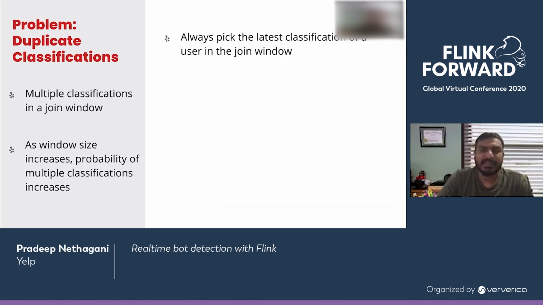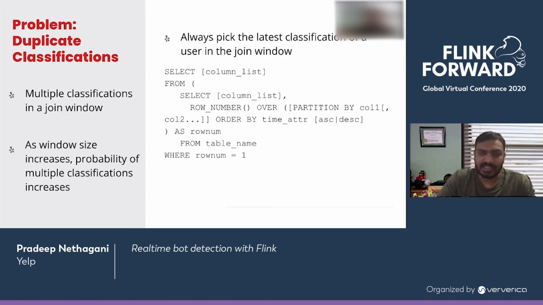Now, how can this be done? This can be done in Flink by using a row number. So you can join your stream, and you can use row number, which will order the classifications of a user by time, and then the first one would give you the latest classification of the user. There you can see the row number is equal to one.